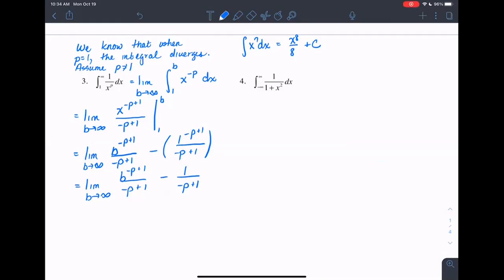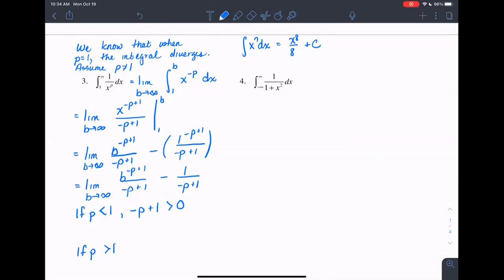And a quick note, remember our power is not equal to 1, which means that p is either less than 1 or p is greater than 1. Those are the only two options because p is not equal to 1. If p is less than 1, then I would claim that negative p plus 1 is a positive number. So let that sink in for a minute.